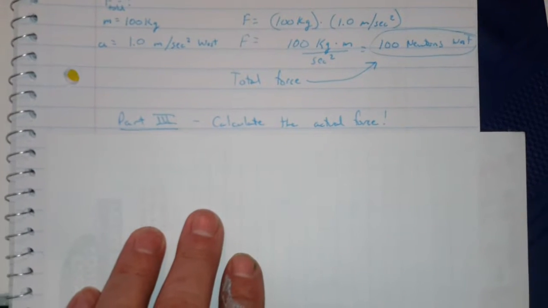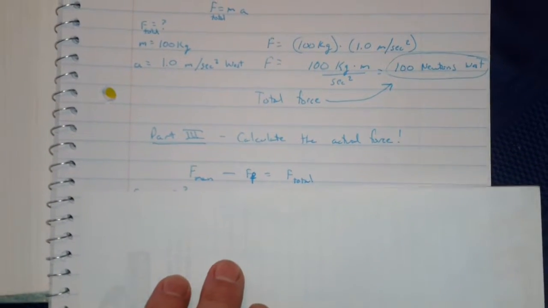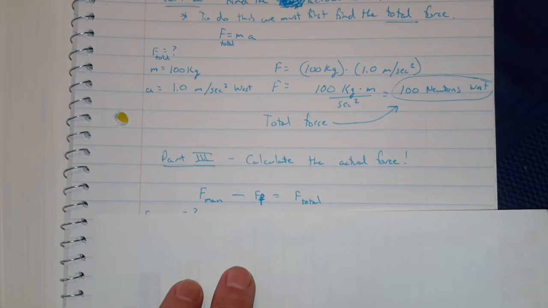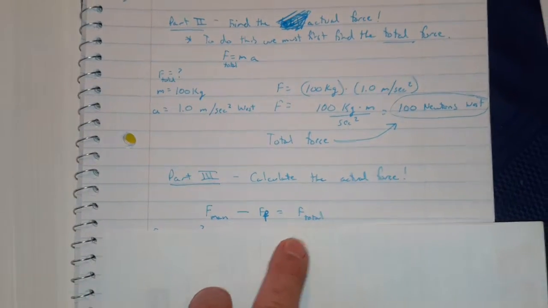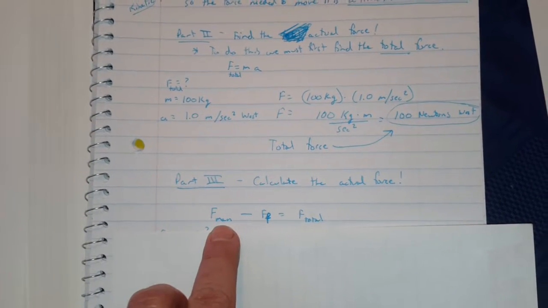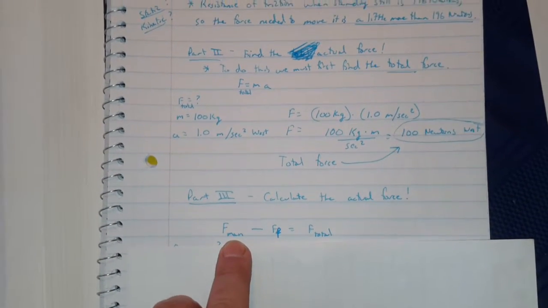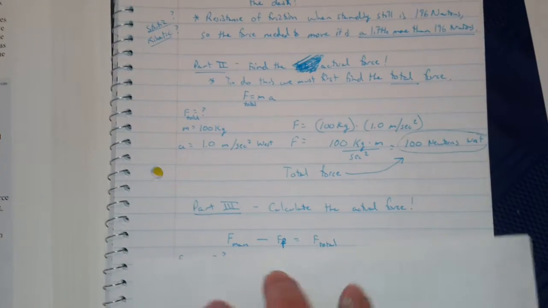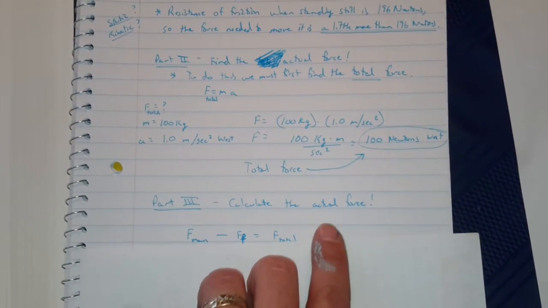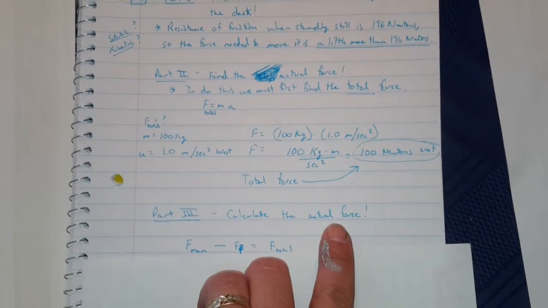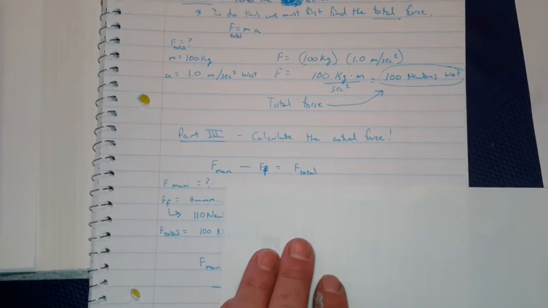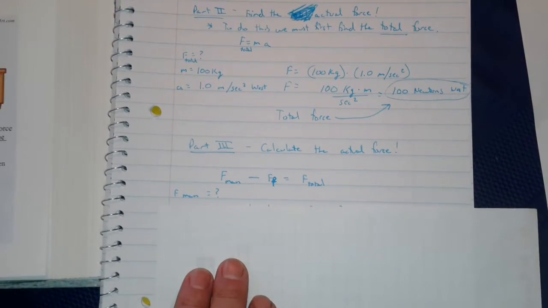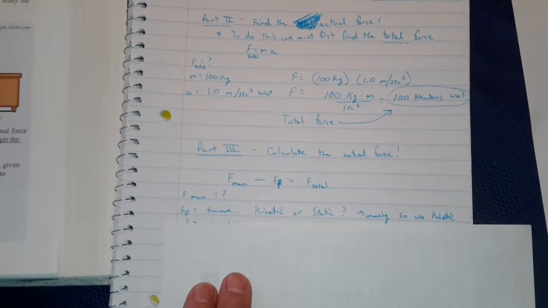Then we go to part 3, where we need to calculate the actual force. Now, the force of the man minus the force of friction is equal to the total force. And what we're looking for is the force of the man, the force that the man actually puts on the object. That's the actual force, the actual force that the man applies to the desk. So we write down what we know. We don't know what the force of the man is. Oh, here's a good question.